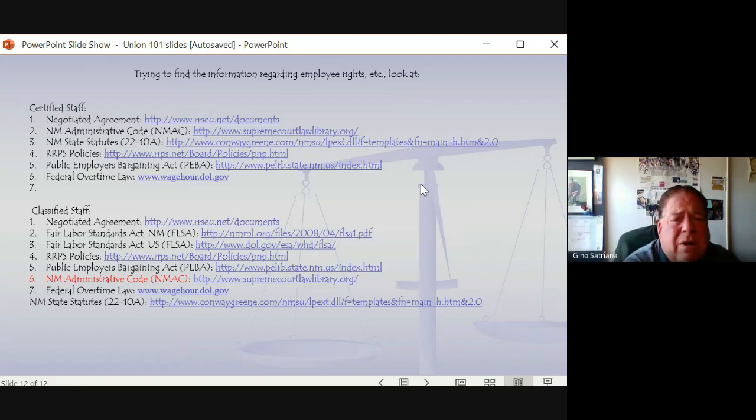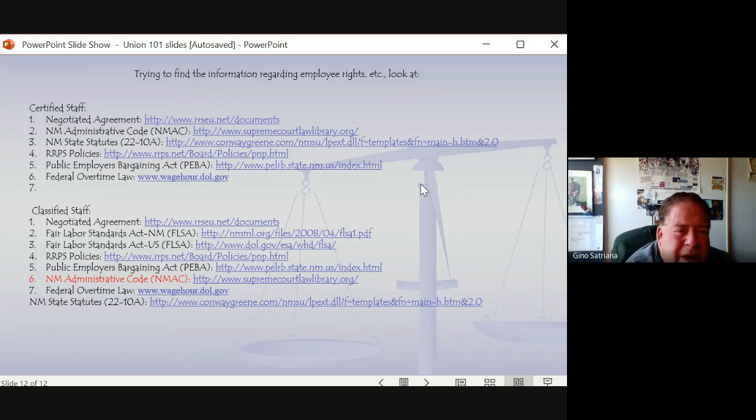I put this up there in your Union 101. This is information if you're trying to find things. This negotiated agreement, our union contract, is on our website, www.rscu.net, under documents. And I think it is actually on our front page where you can just click it. And then you have the NMAC codes, and for you educators, there's a lot of different things through the PED that give you your leveling up, and you can type that in. You have state statutes, school board policies, all those kinds of things in there.